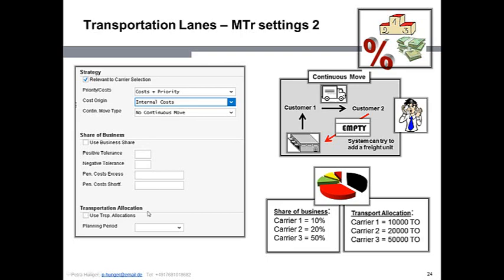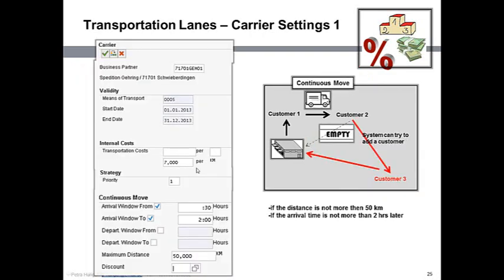And then you can also have transport allocation, and again you just say whether you use it or not, and I will explain what allocation is in the carrier settings. So now let's come to the carrier settings, but I will first go into the system to show you those settings so that you can see a little bit where we are.